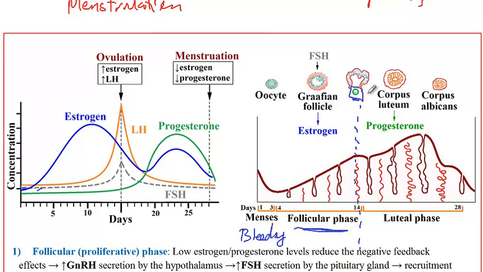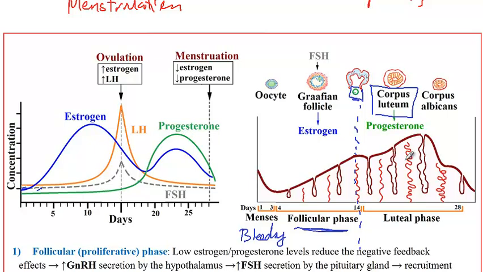So what happens once the egg is released? The follicle that releases the egg, the remnant of that follicle, is called the corpus luteum. And this corpus luteum is responsible for producing progesterone. So now you can see that during the luteal phase, progesterone is being produced. And the function of progesterone is to maintain the uterine wall.